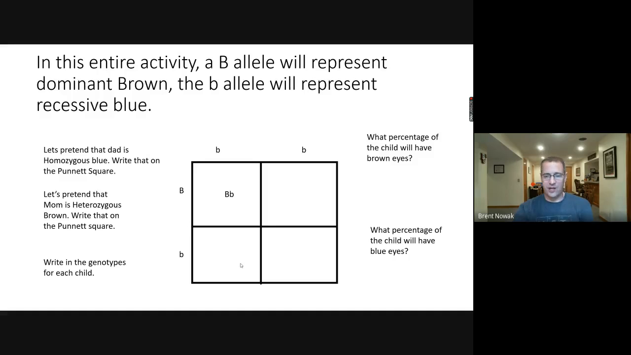So this first child, capital B, lowercase b. Second child, capital B, lowercase b. Third child, potential child anyway, homozygous recessive, and then homozygous recessive. So your percentage was 50 and 50.